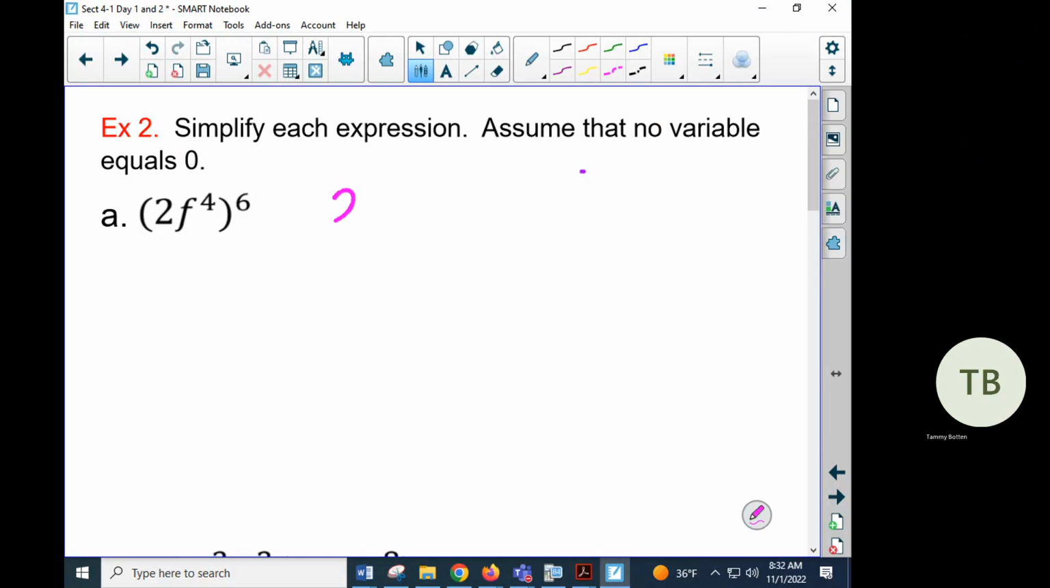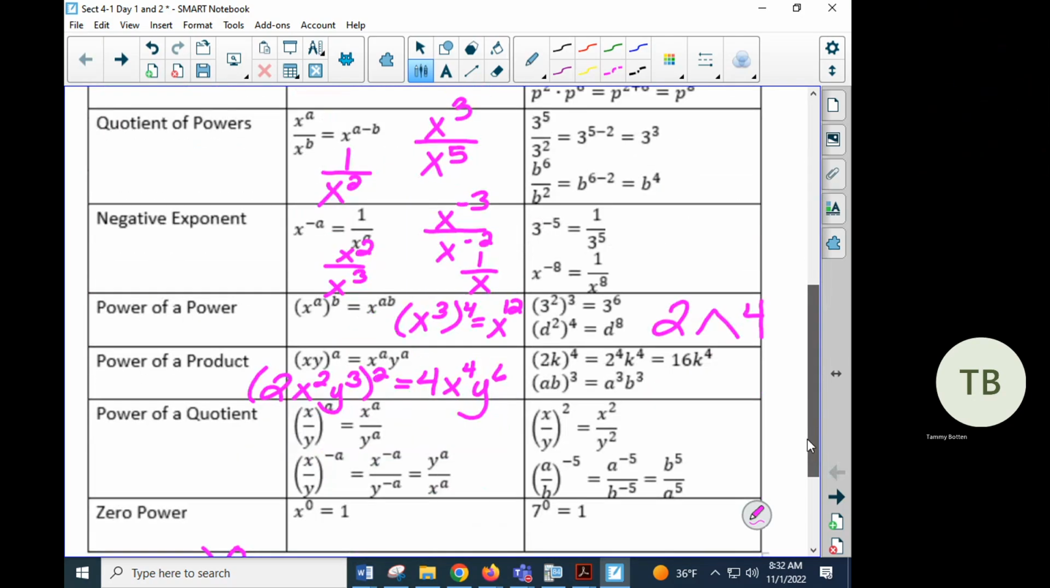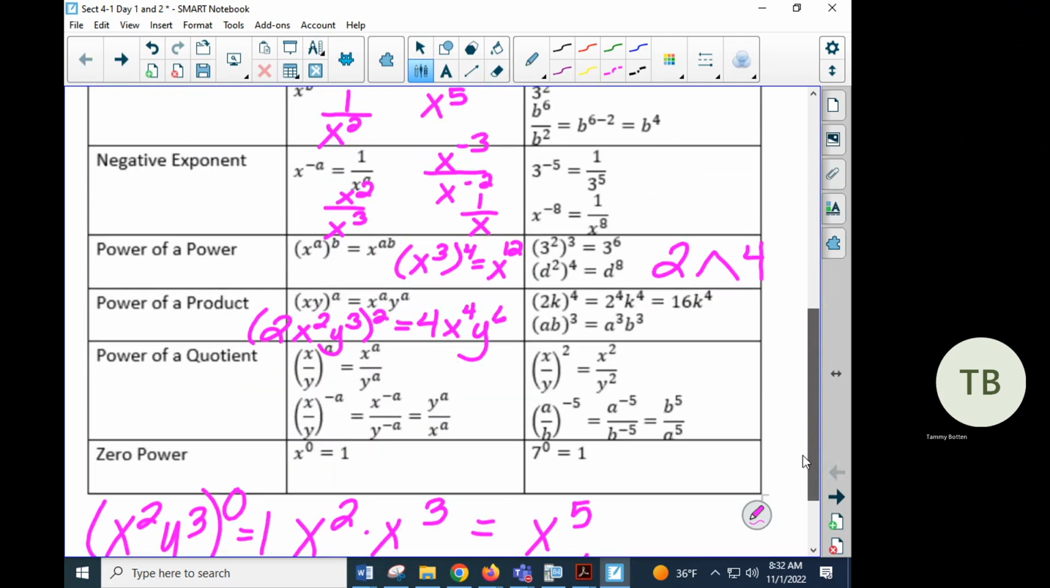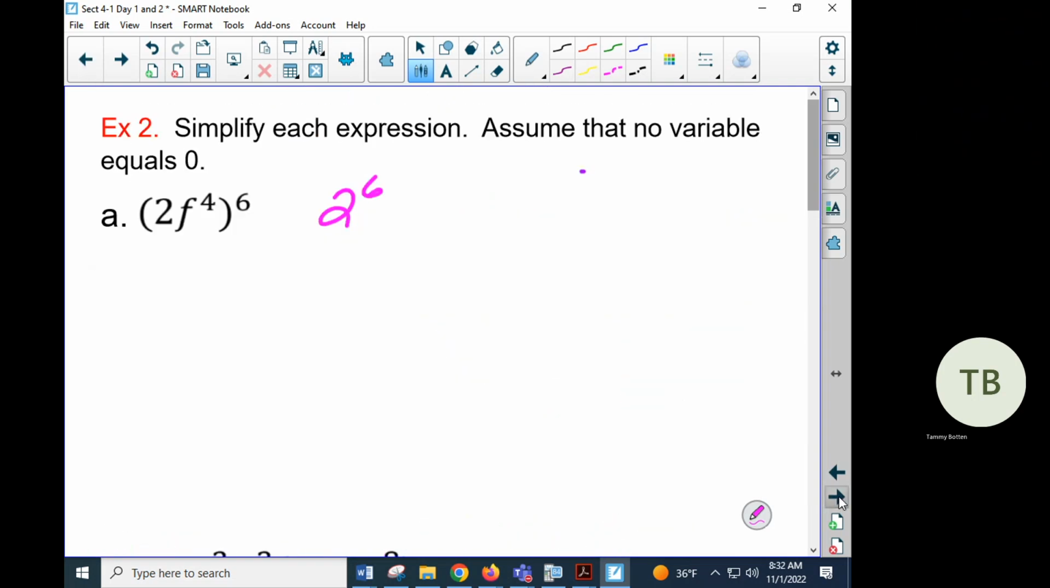This is going to be 2 to the 6th power. And then here, notice you have 1 base and 2 powers. When you have 1 base and 2 powers, that is this rule right here. You have 1 base, 2 powers like that, then you multiply those exponents, okay? So that would be f to the, and we'd have to multiply those, and 4 times 6 is 24.